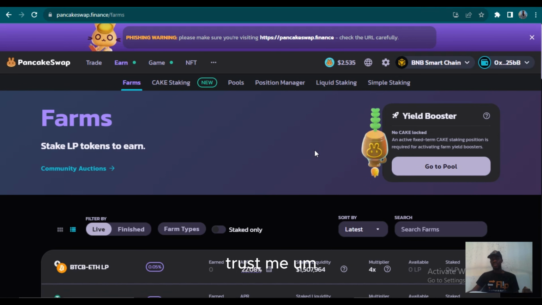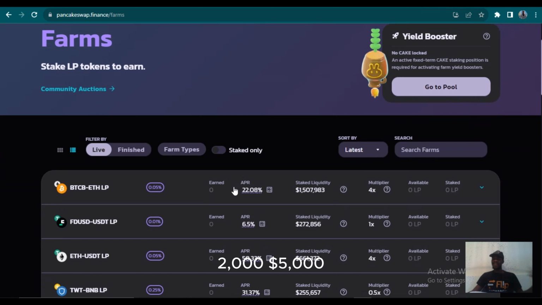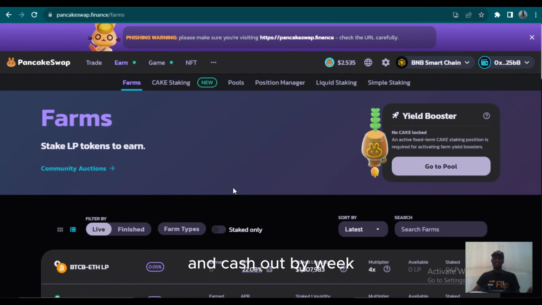Trust me, you may look at the APR and say it's little, but it's better than leaving your funds somewhere else where it's not adding, it's not reducing, all right? Or it may be reducing anyways. So you need to learn how to make smart investments. Crypto is all about taking the smart move and making lots of money. With this, you can earn 20, 30 extra dollars every week. And that's not bad. If you have that $1,000, $2,000, $5,000, $10,000 lying low, you can just decide to put it here and cash out per week or cash out per month, as the case may be.